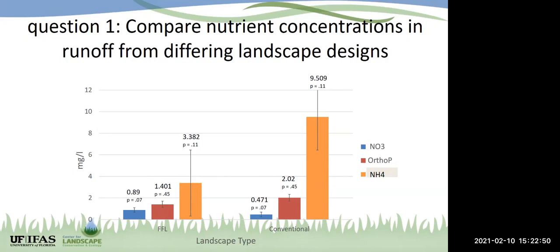So the data here, we're looking at NO3 in the blue, which is nitrate nitrogen, ortho-P, which is phosphorus in red, and the orange bars are NH4 or ammonia nitrogen. No statistically significant differences between the two landscape types, although the conventional lawns did have a little bit higher phosphorus and ammonia nitrogen in their runoff.